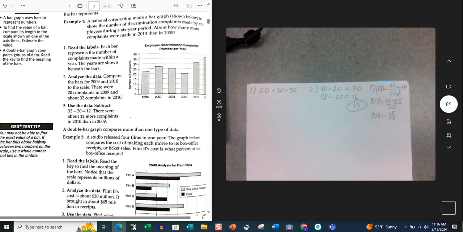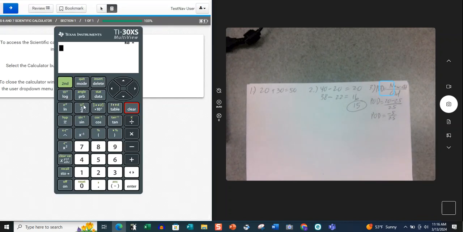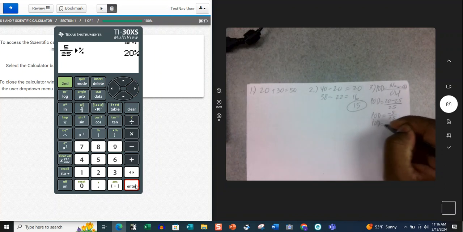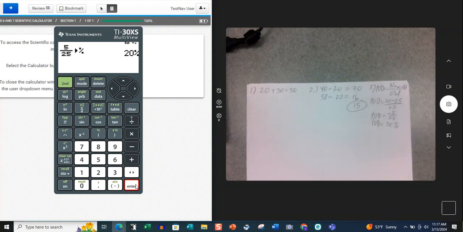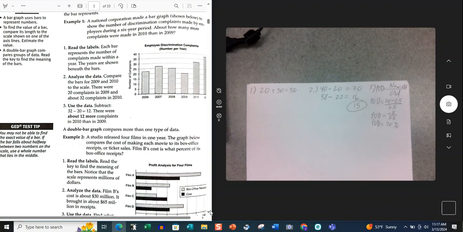So we could put that in our calculator. And remember, we'll drop the negative sign. So we could just say 5, down arrow, 25. Then a right arrow, second, right parenthesis, press enter. So that'll be the percent of decrease. It's about 20%. Okay, now we go back here.